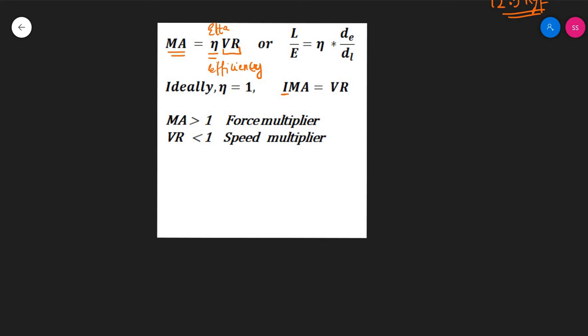So we know that mechanical advantage greater than 1 is a force multiplier, and velocity ratio of less than 1 is a speed multiplier.